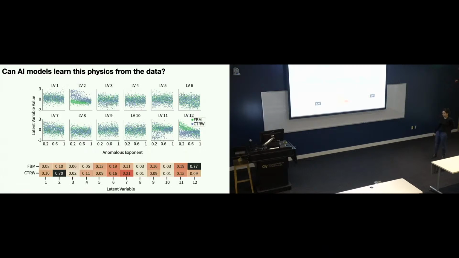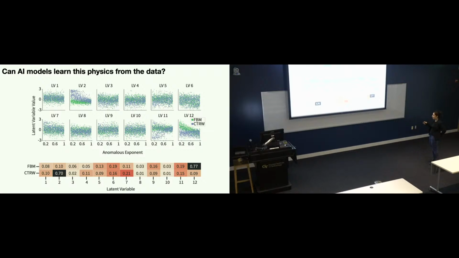And so when we start to think about whether there is anything specific about this neural network that lets it learn all sorts of statistics from the data, what we did to analyze this was to look at the LVs, by which we mean the latent variables. The latent space has a certain dimension, and we call each of those dimensions a latent variable. We simulated trajectories with different anomaly exponents, so different levels of subdiffusivity, and looked at how the latent variables respond as the anomaly exponent changes.